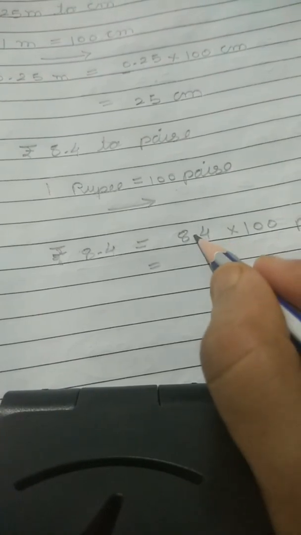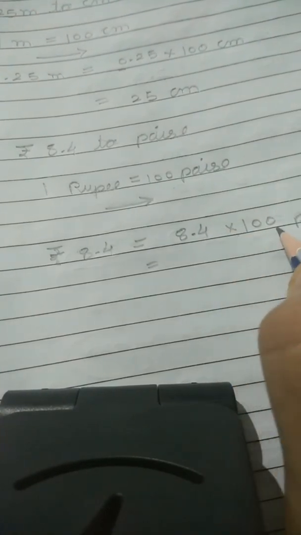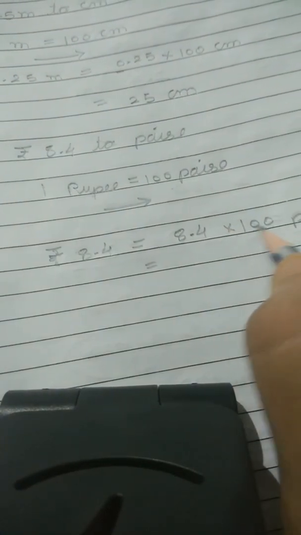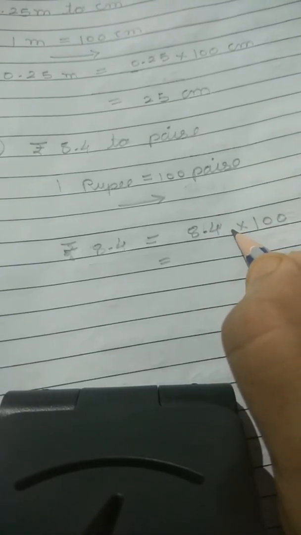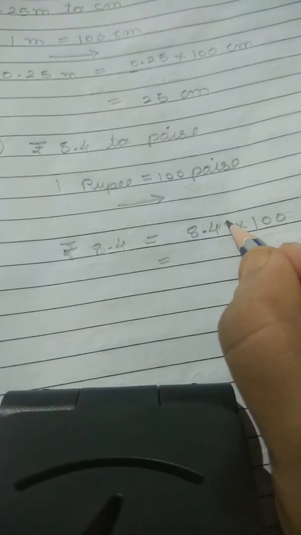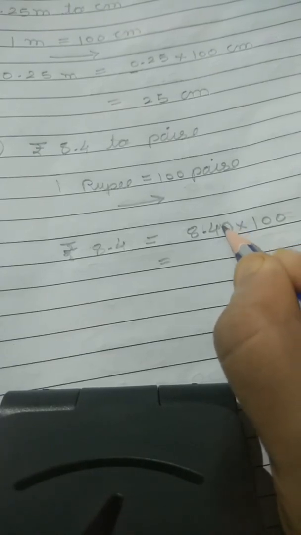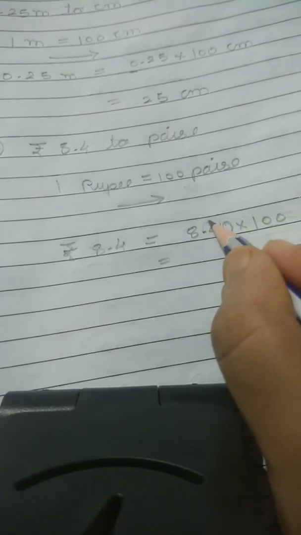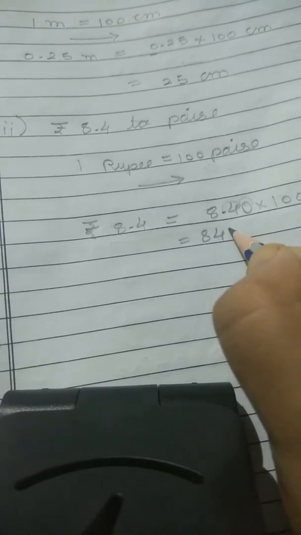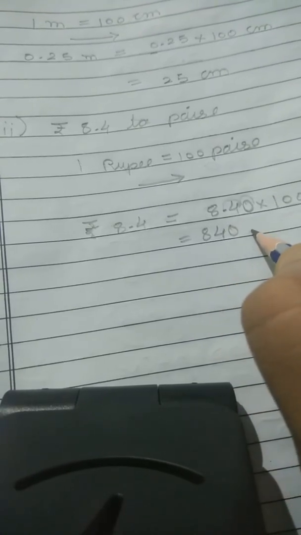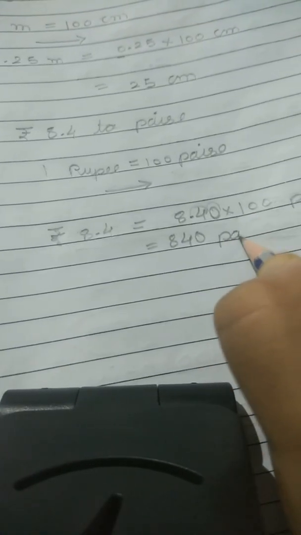So we all know that when there is multiplication, we have to shift the decimal point towards right side. Okay. So 2 zeros are there. So decimal point will shift here, and here there is no number. Okay. So we have to put 0 here. When there is no number, we have to put 0 here. So this is 1 and this is 2. So answer will be 840. Okay. So 840 paisa.